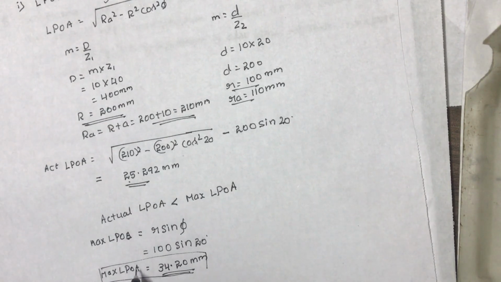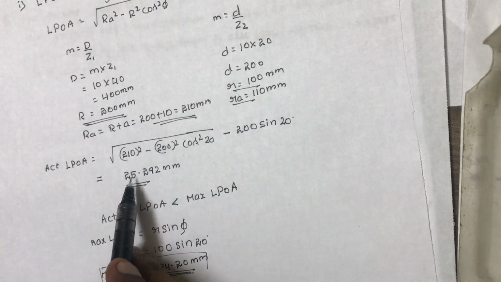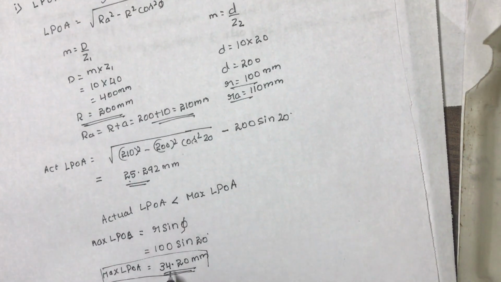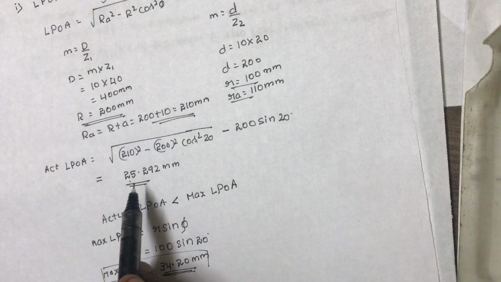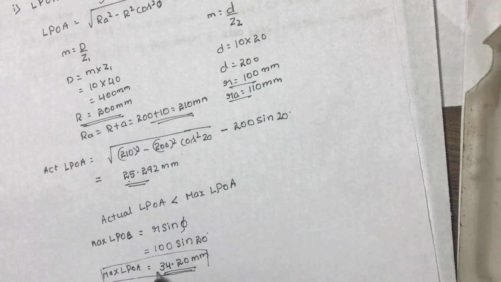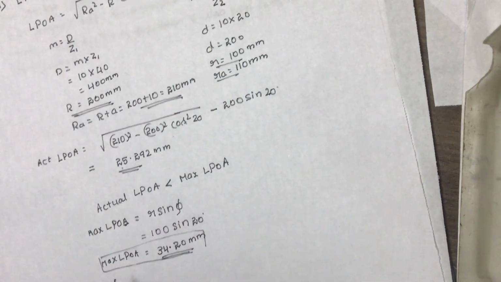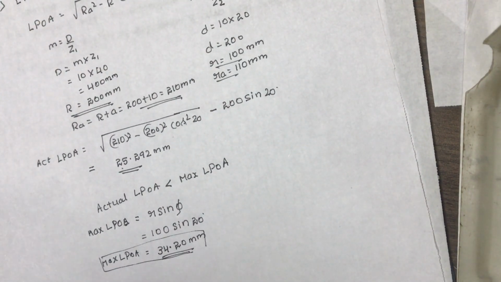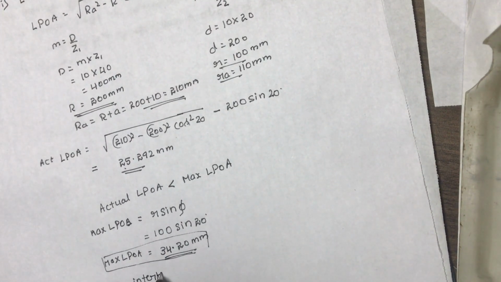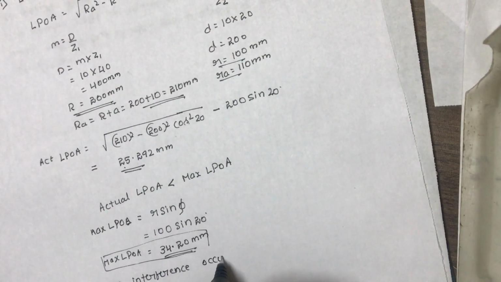Is maximum length of path of approach greater than this actual length of path of approach? Correct? See, its value is 34.20 and actual length of path of approach is 25.29. So this one is bigger compared to this value. So there is no interference. Okay, no interference occurs.